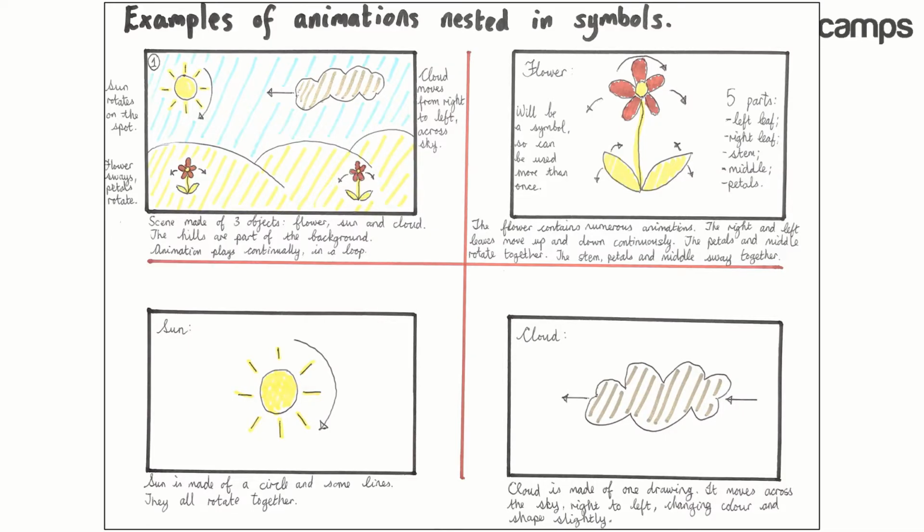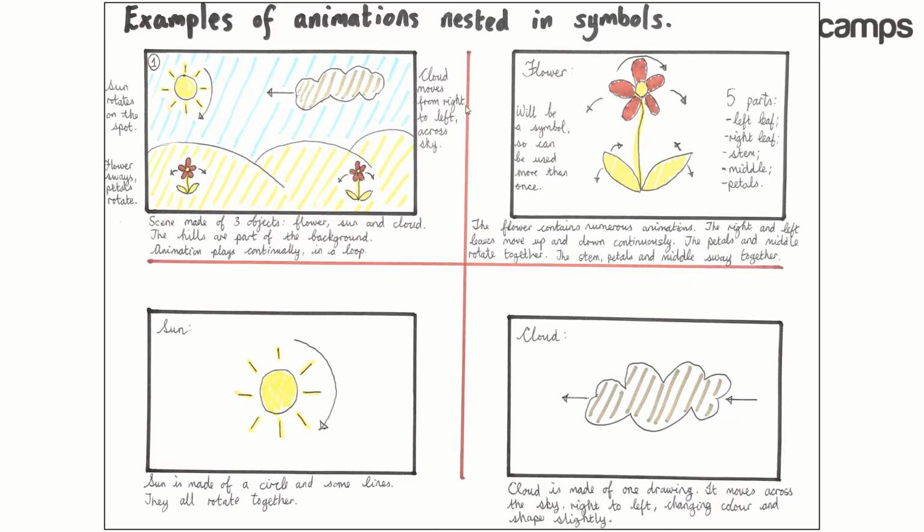Let's look at a storyboard plan of the animation. So this storyboard doesn't contain a lot of detail because the scene we are creating does not contain lots of different animations. It contains the same 3 animations looping over and over again. So we've got the flowers with their little independent animations happening. So the leaves moving up and down, the petals turning, and the stem and the petals swaying. We've got the sun and its rays rotating, and we've got the cloud moving from the right side of the screen to the left side of the screen.